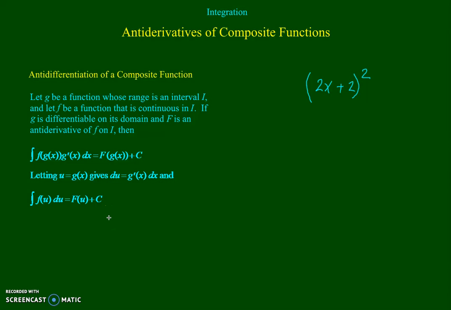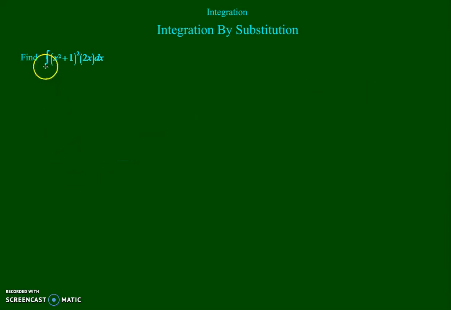We're going to go ahead and work several examples, so if this concept is confusing at this point, it'll straighten itself out as we work through some examples and you see this in practice. So let's work the first example. In this problem, we're trying to do the integral of (x squared plus 1) squared times 2x dx.